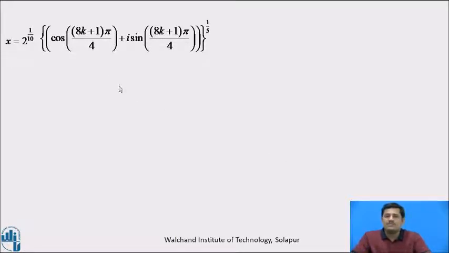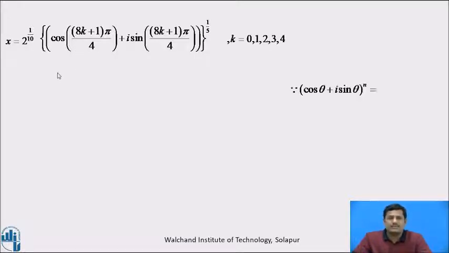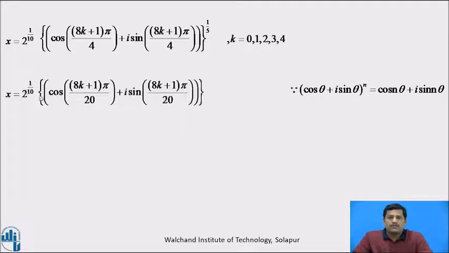Now applying de Moivre's theorem for this bracket, taking this 1 by 5 as a coefficient of the angle, already 1 by 4 is present, and if I take 1 by 5 here, it will be 1 by 20. That is, we get 2 raised to 1 by 10 as it is, cos of (8k plus 1) pi by 20 plus i sin of (8k plus 1) pi by 20, where k runs from 0 to 4. Now putting the successive values of k, we will get all the 5 roots of the above polynomial equation.